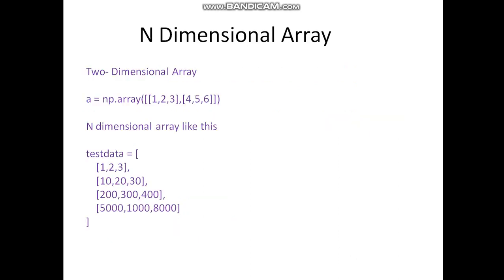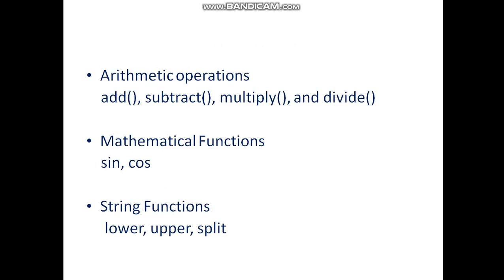So let's look at how the data will be represented. In the previous slide, you have seen a one-dimensional array. Now you can see two-dimensional arrays like this, an array of 1, 2, 3, 4, 5, 6. An n-dimensional array looks like this, with test data 1, 2, 3, 10, 20, 30. This is how numerical data will be represented.